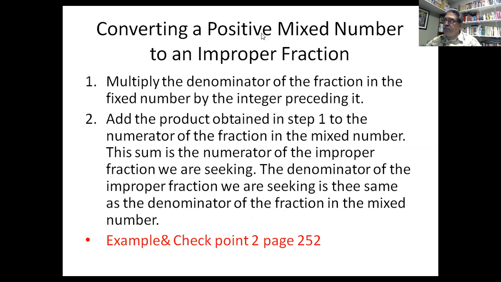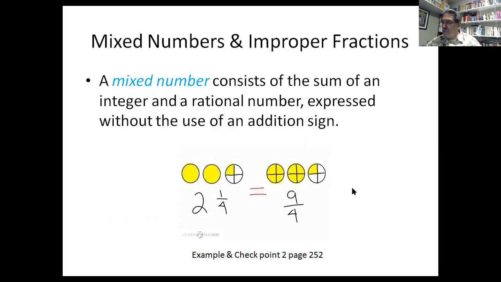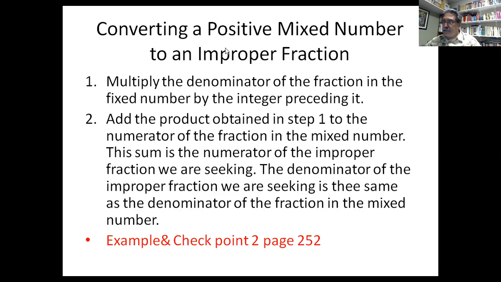Converting a positive mixed number to an improper fraction. Multiply the denominator of the fraction in the mixed number by the integer preceding it. Add the product obtained in step 1 to the numerator of the fraction in the mixed number. The sum is the numerator of the improper fraction we are seeking. The denominator of the improper fraction we are seeking is the same as the denominator of the fraction in the mixed number.